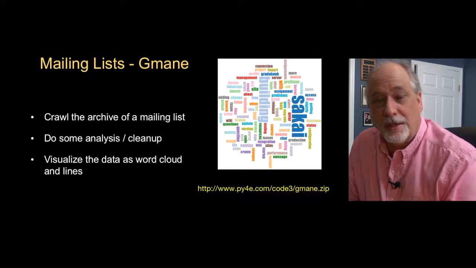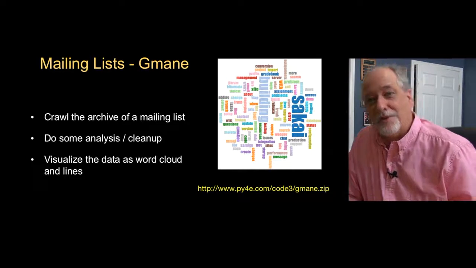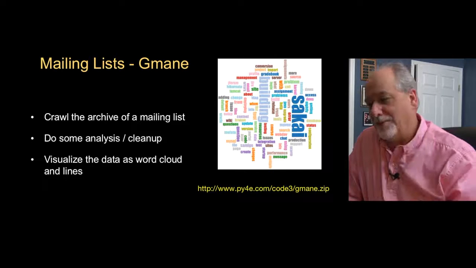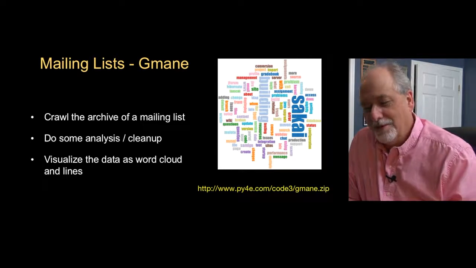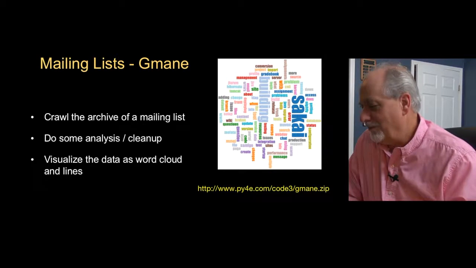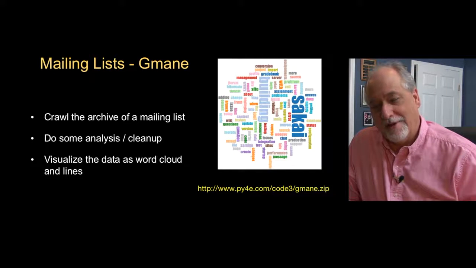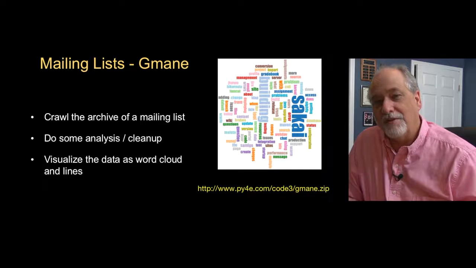The last visualization application that we're going to take a look at is mailing lists, and that's kind of ironic. We started with the mailing lists, and we're going to end with the mailing lists. The mailing lists, of course, are from my open source Sakai project, which I love and am very proud of. What we're going to do is crawl the archive of a mailing list, and then we're going to do two visualizations. One is an activity visualization, and another is a word cloud.